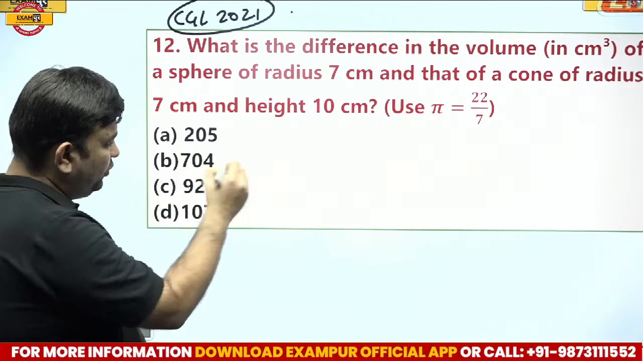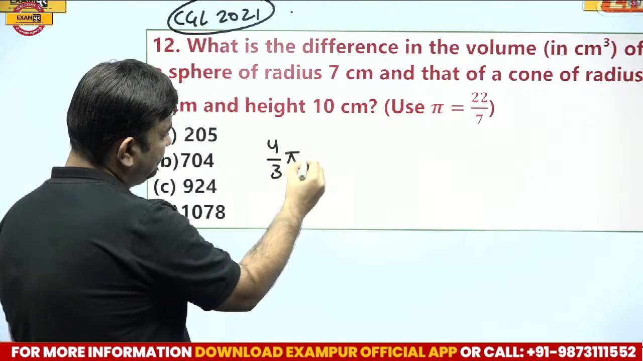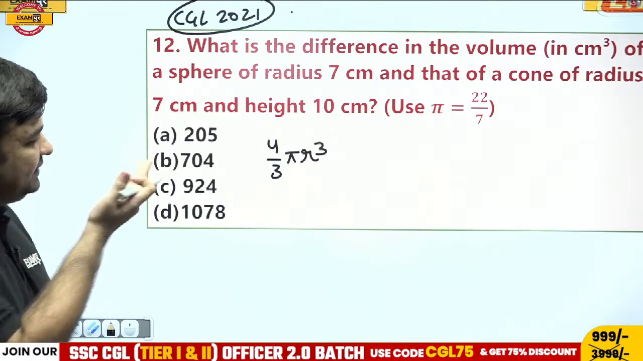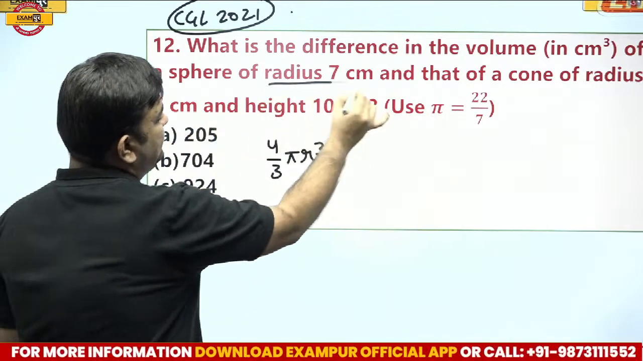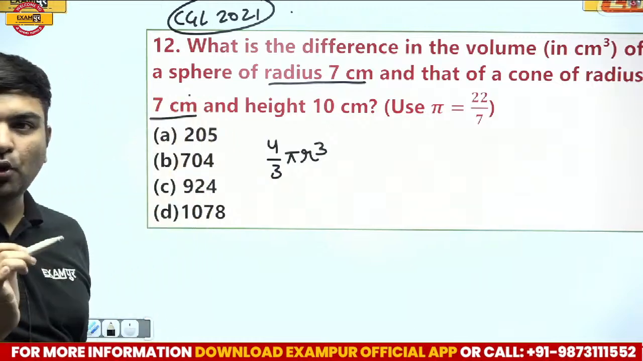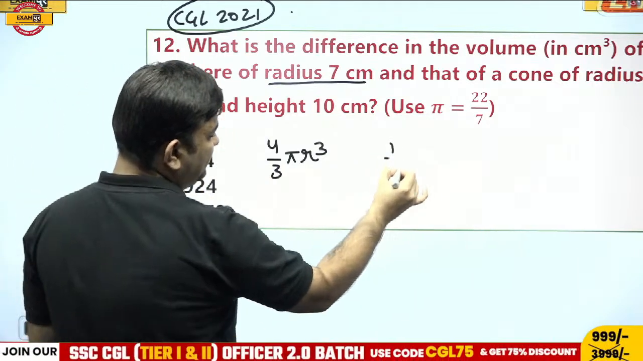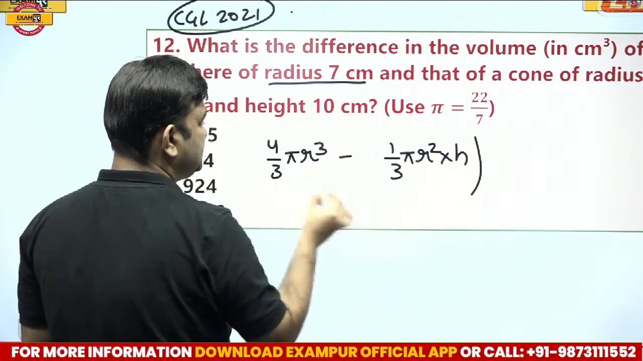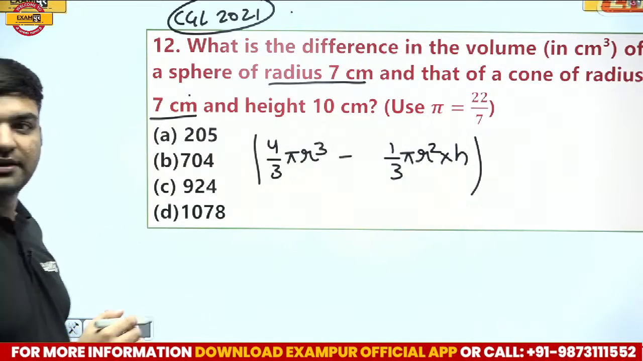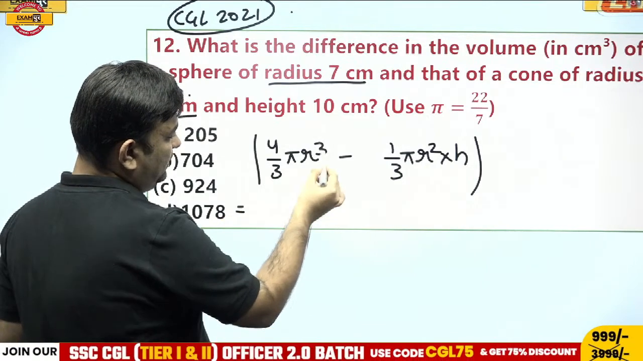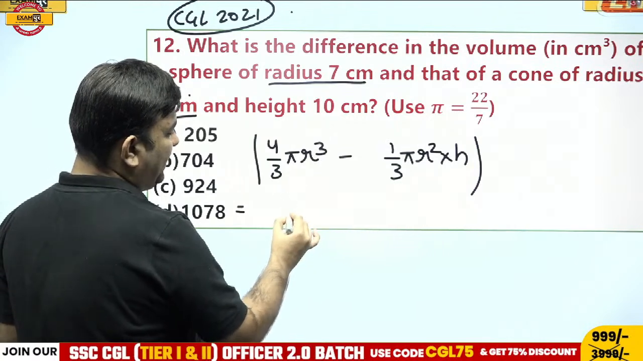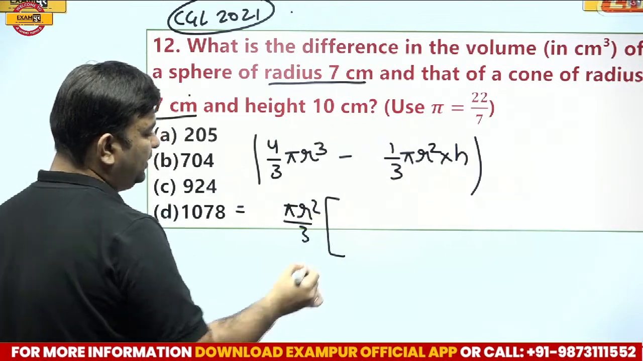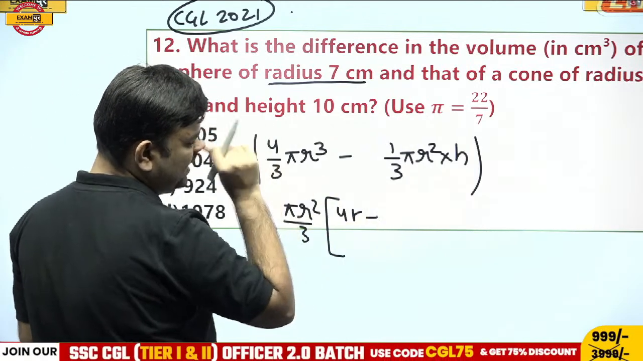Volume of a sphere is 4/3 πr³. And that of a cone of the same radius is 1/3 πr² into h. What is their difference, guys? Take πr²/3 common. So it is 4r minus h.